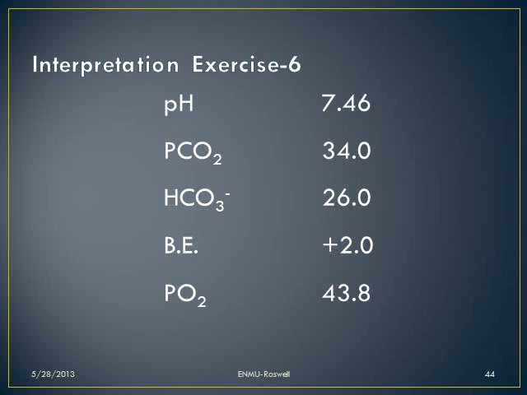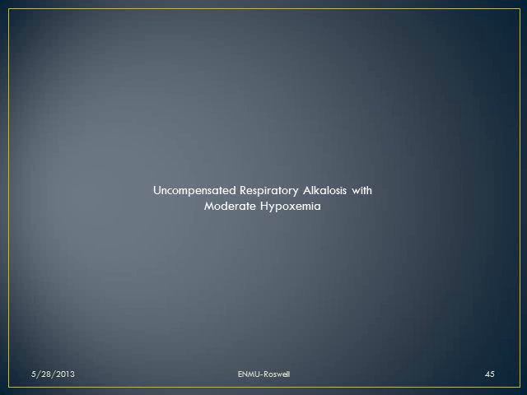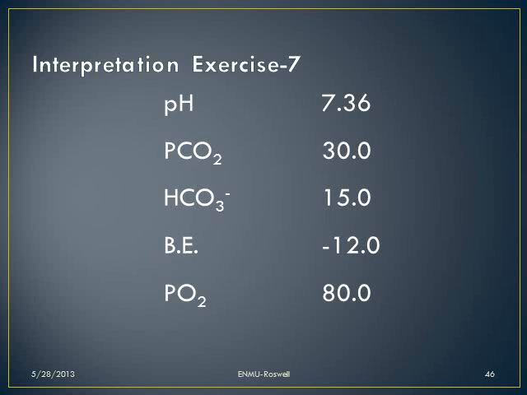All right, and the PO2 is moderate hypoxemia. So we have a respiratory alkalosis. Let's see. It's not compensated. So it's a non-compensated respiratory alkalosis with moderate hypoxemia. Follow that? You getting this? It just takes practice, guys. Believe me, you'll have homework on this.